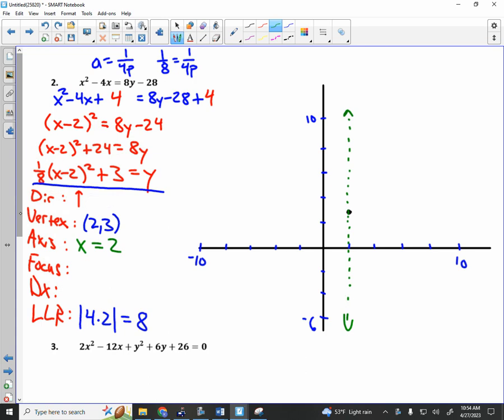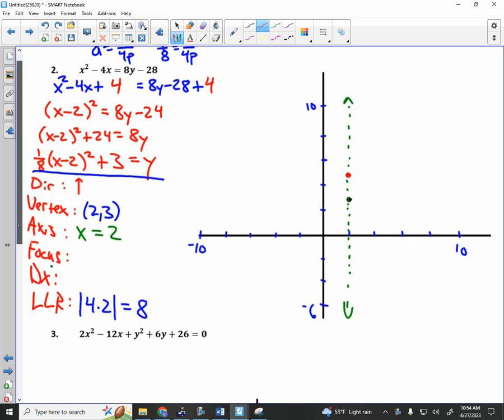What value do we need for these 3? Not C, but P. P is what? 2. So we're going to go 2 units up. Which brings us to what? What's that coordinate? 2, 5.